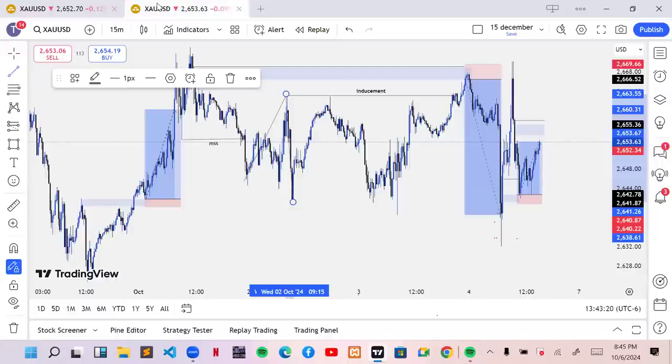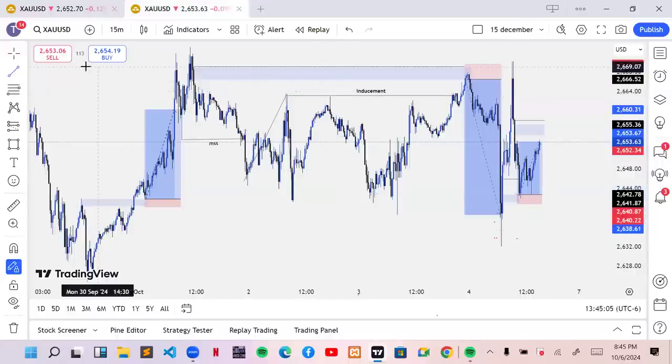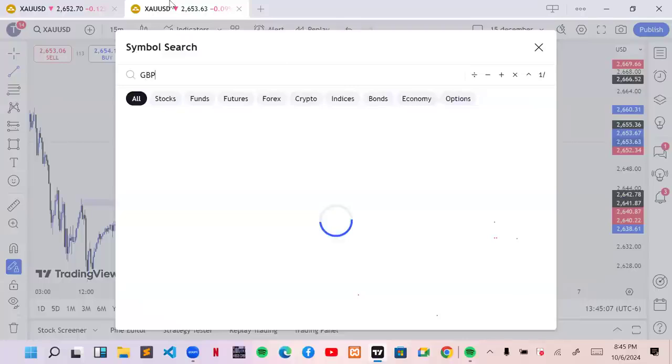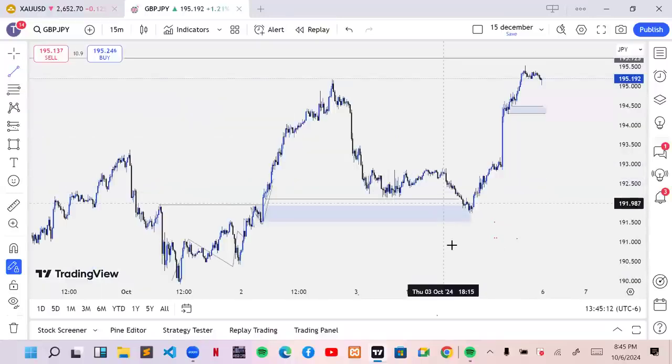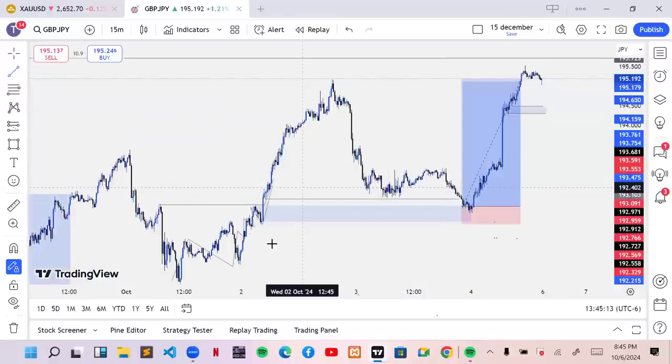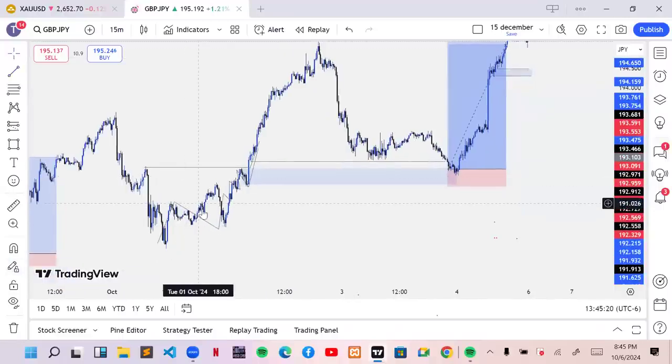So this is the one for gold market structure shift. This is the first pullback right here, and then I will show the GBP JPY chart that I was on for a pullback in break of structure. So this was a resistance zone in the market right here, and the market was making higher highs, higher lows.